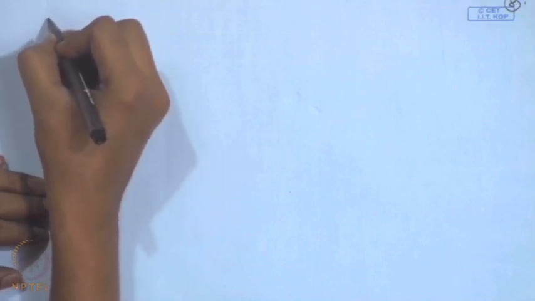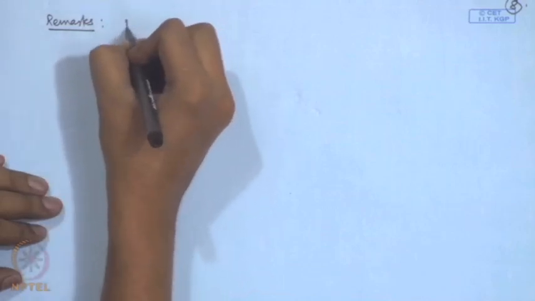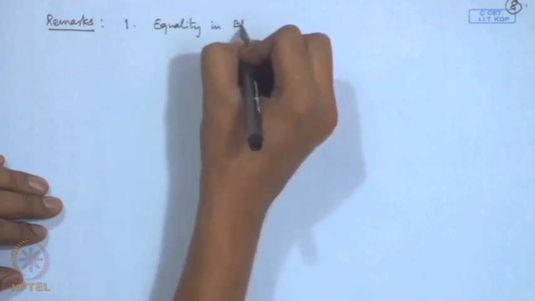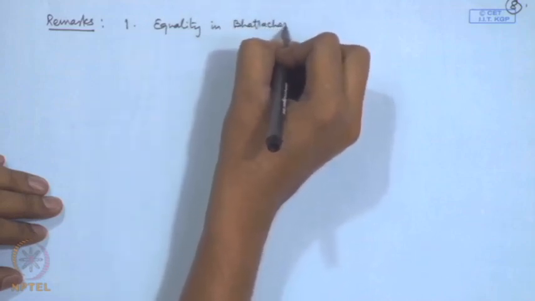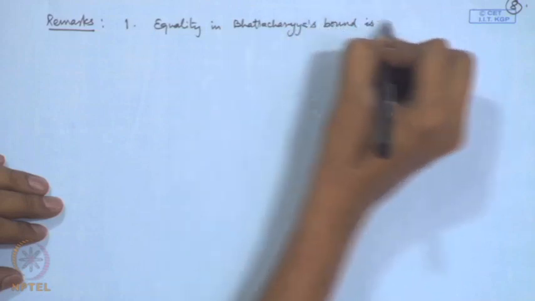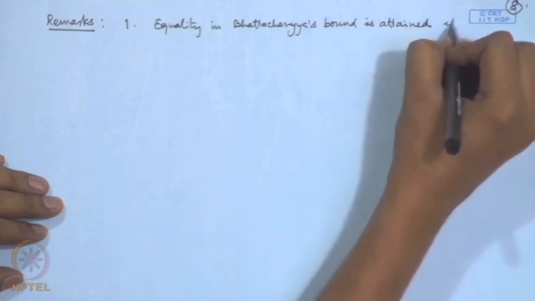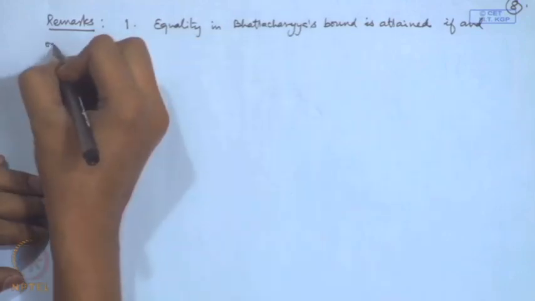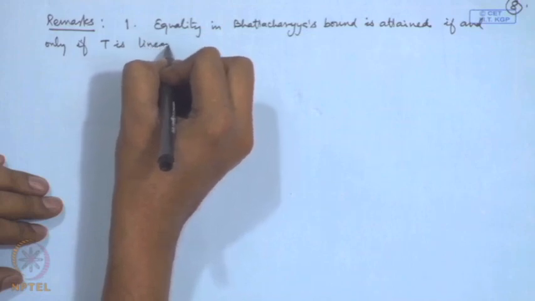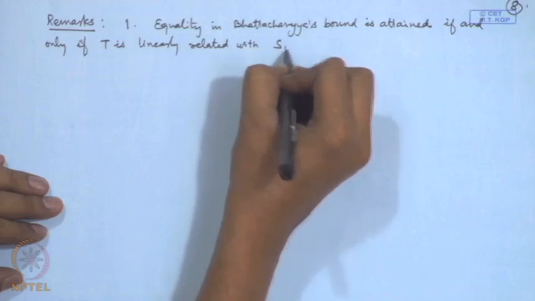So, let me give a few comments here about Bhattacharya's bound. Equality in Bhattacharya's bound is attained if and only if T is linearly related with S1, S2, ..., Sk.